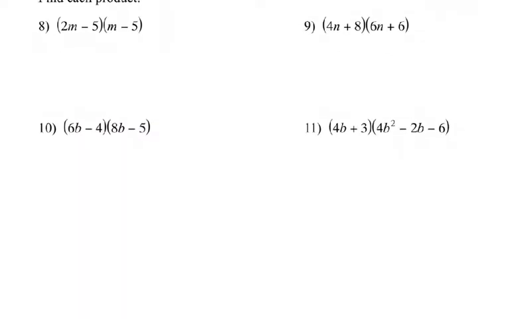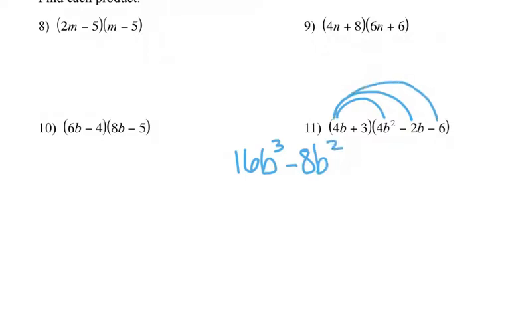And so you need to be super careful with making sure you take care of every bit of it. So I'm going to start with 4b times 4b squared. So it's going to be 16b to the third. And then 4b times negative 2b is negative 8b squared. And then 4b times negative 6 is negative 24b.